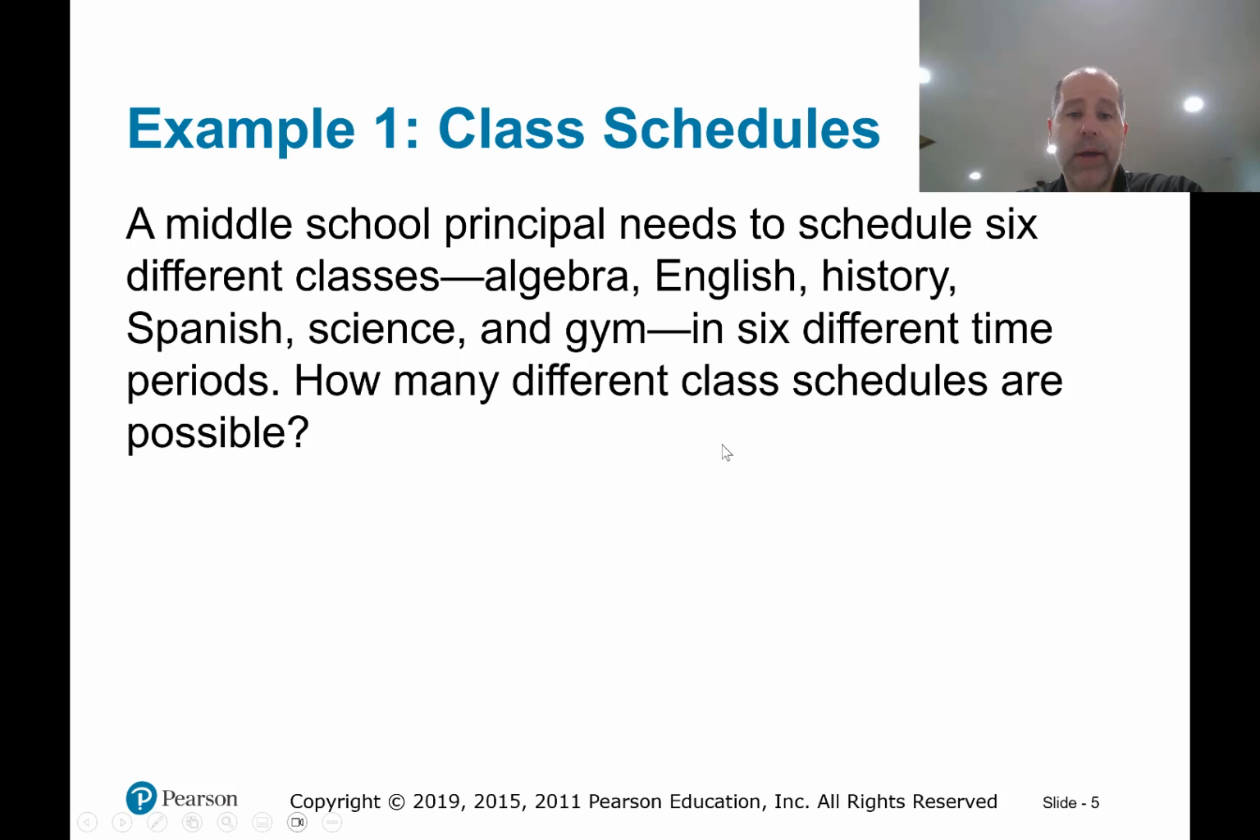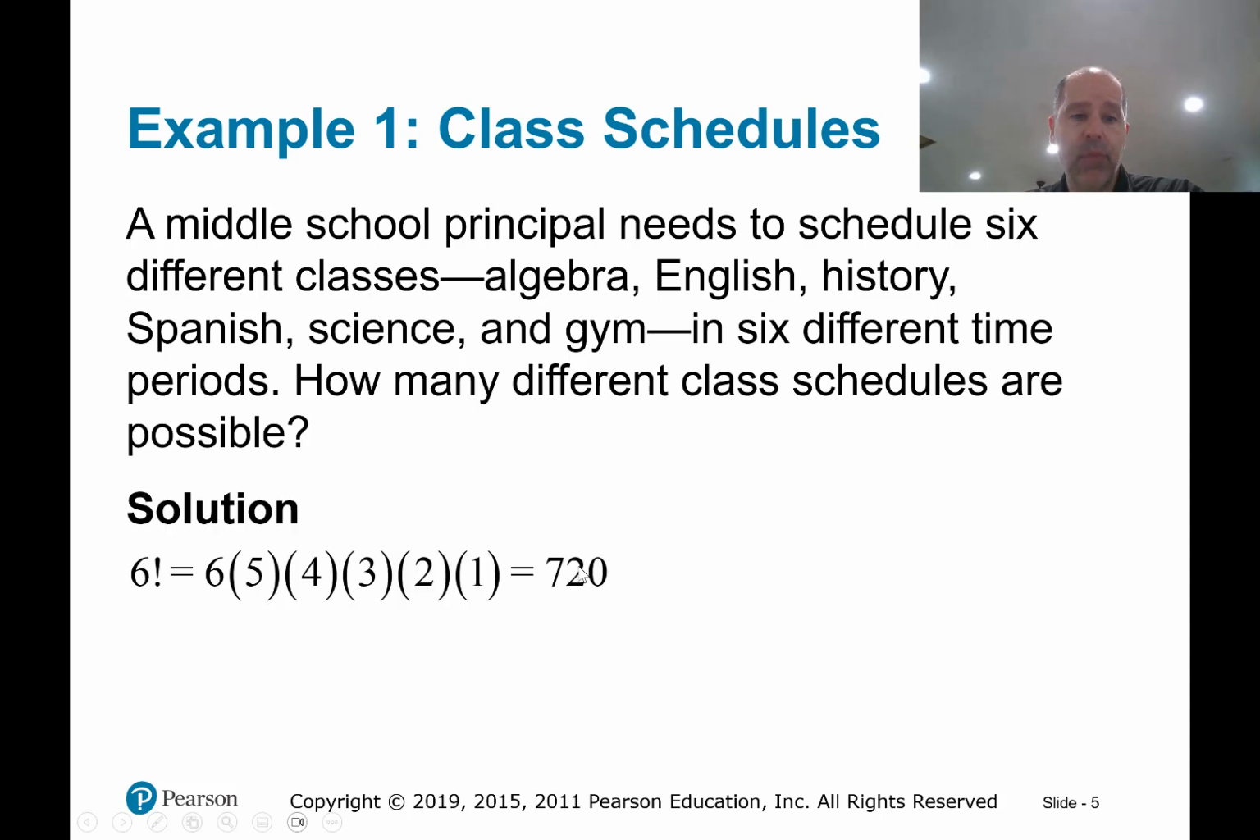Well, since we have 6 time periods, and we can only put one class in each time period, the way we do that is we use 6 factorial. And just think about it this way. The first class, the first period, how many classes do we get to choose from to put in that first period? 6. And then what about the second class period?